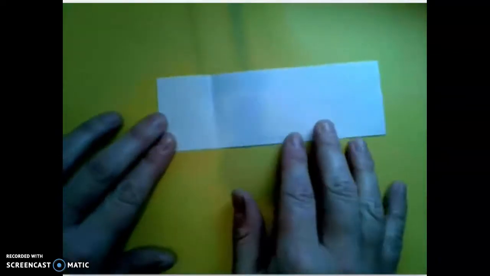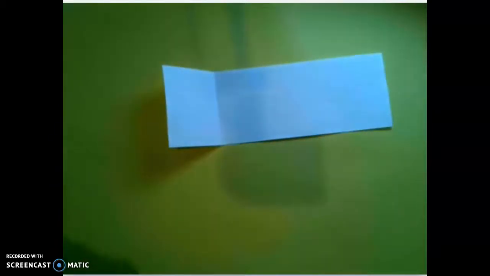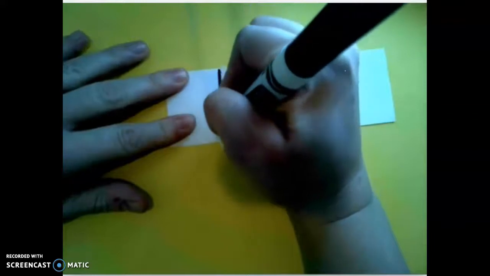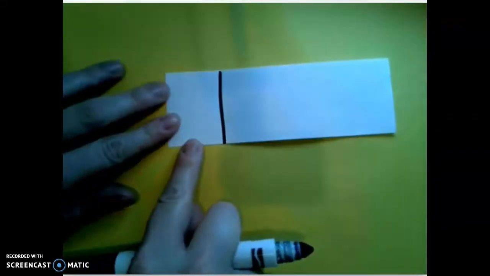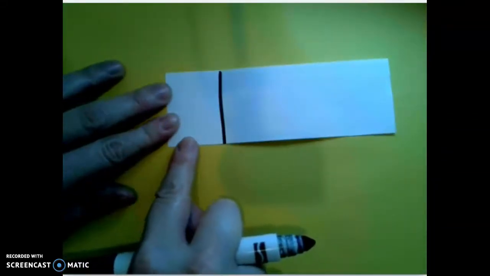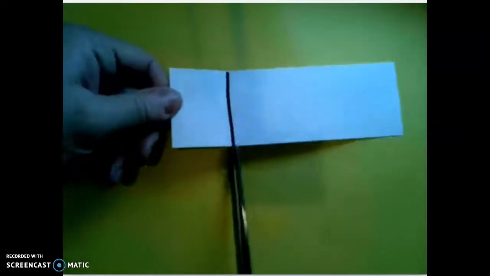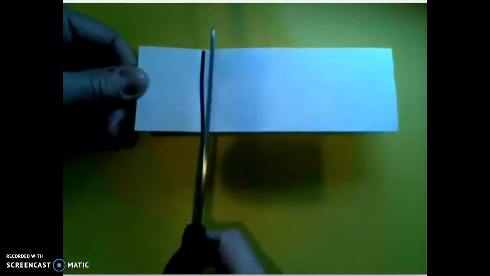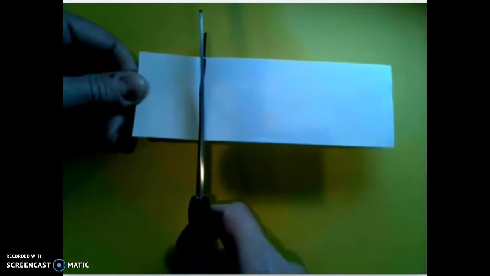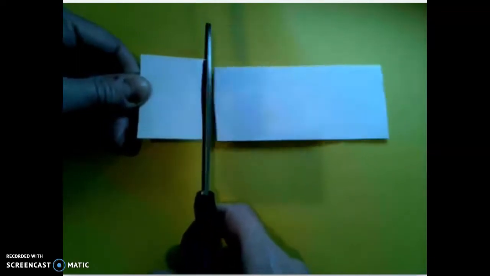So how can I check to make sure that this part, and I'll draw a line so that you can see, so that this part is an equal part of the rest of this whole granola bar so that all my friends can have the same amount? So I'm going to cut. One thing I could do is cut right on that line that I just drew where I folded.